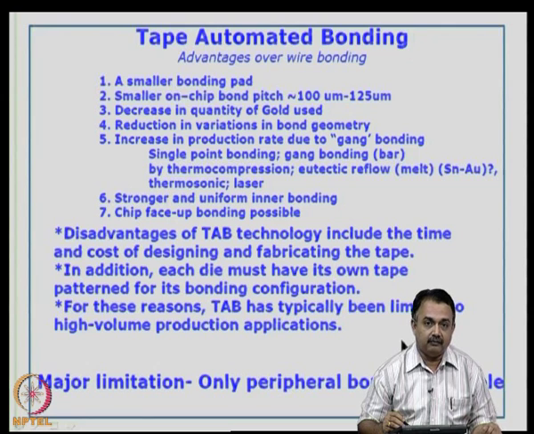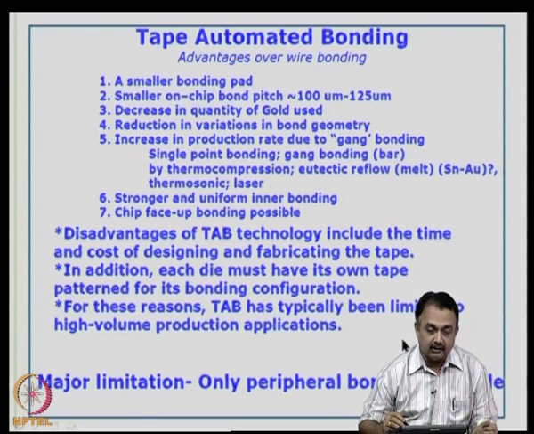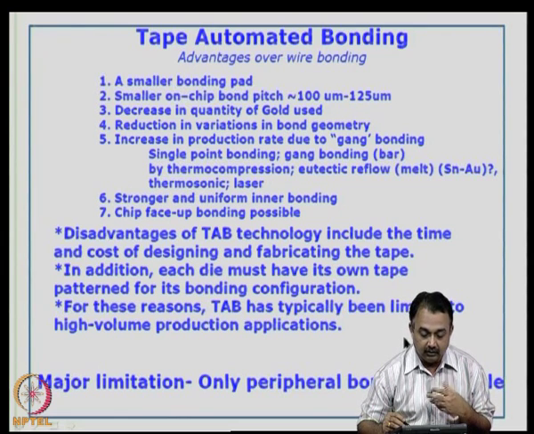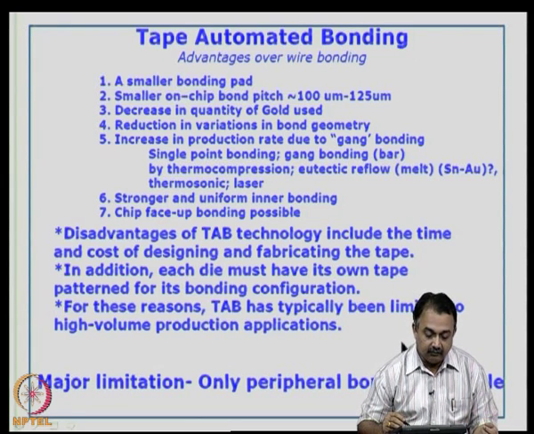The advantages of TAB over wire bonding are that it has a smaller bonding pad, smaller on-chip bond pitch, typically about 100 to 150 microns, and a decrease in the quantity of gold used. Obviously, you can work with other lead frame materials instead of just using gold or aluminum. So, you have a choice of using different materials in the lead frame structure. There is also a reduction in variations in bond geometry, and an increase in production rate due to gang bonding. I just mentioned this to you.